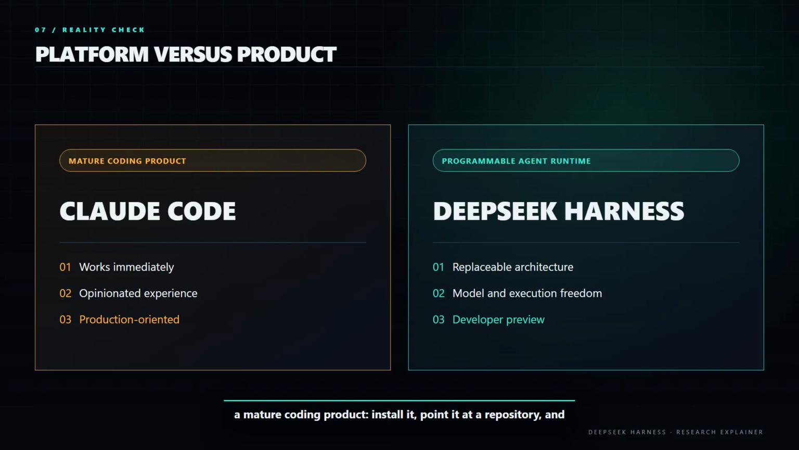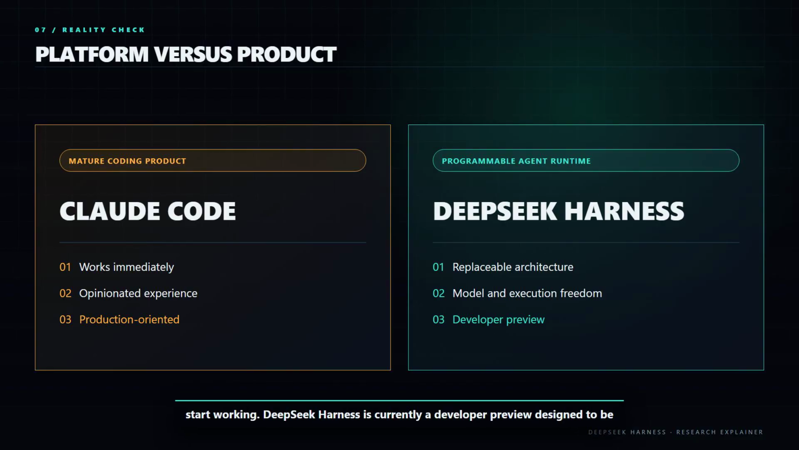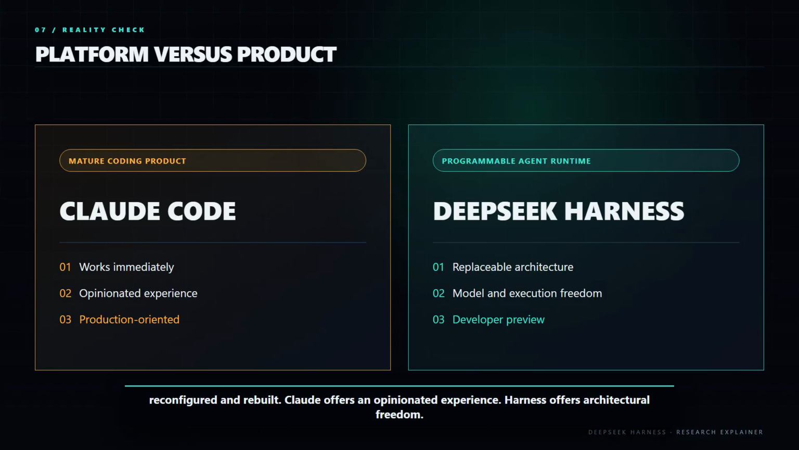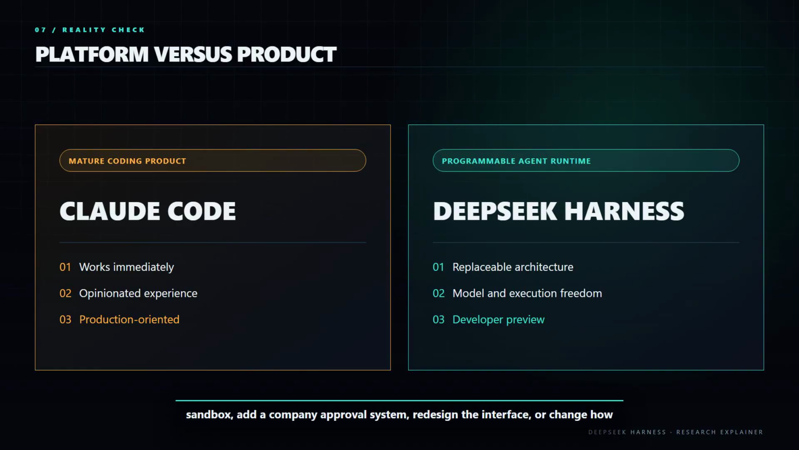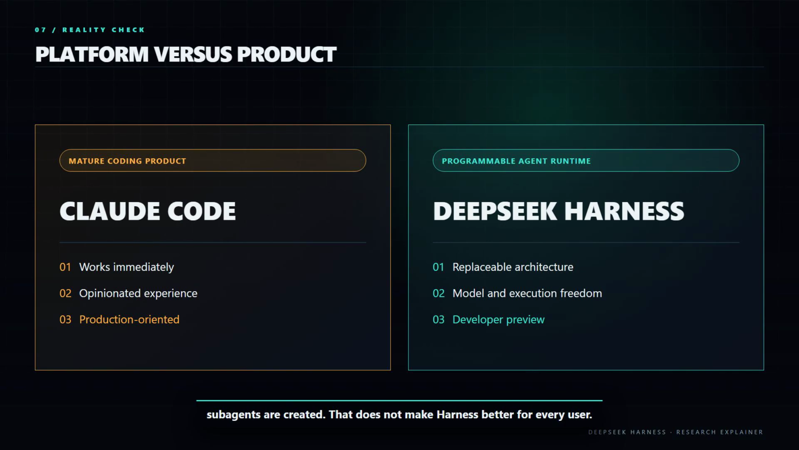This explains why comparisons with Claude Code need care. Claude Code is a mature coding product. Install it, point it at a repository, and start working. DeepSeek Harness is currently a developer preview designed to be reconfigured and rebuilt. Claude offers an opinionated experience. Harness offers architectural freedom. You could replace the model, route shell execution into an isolated remote sandbox, add a company approval system, redesign the interface, or change how subagents are created. That does not make Harness better for every user. It makes it a different category of tool.